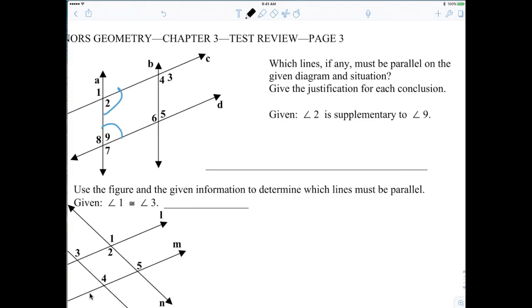So, we did this one. 2 and 9 are supplementary, right? So what two lines are parallel? C and D. That's it. All right, we can't say anything about anything else because, as I was telling Hayden, there's no relationship between one of these angles over here and one of these angles over here. You understand that? All right, go.